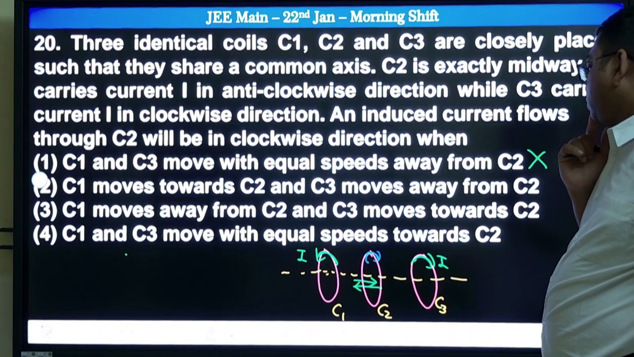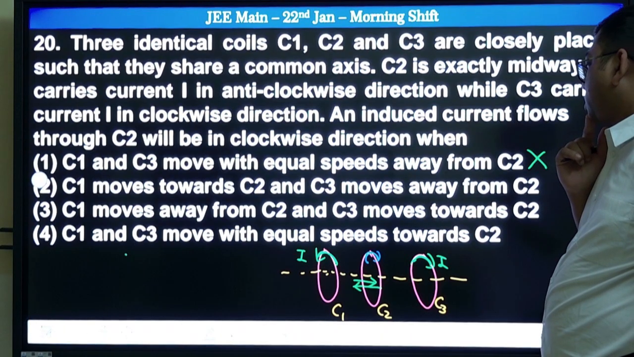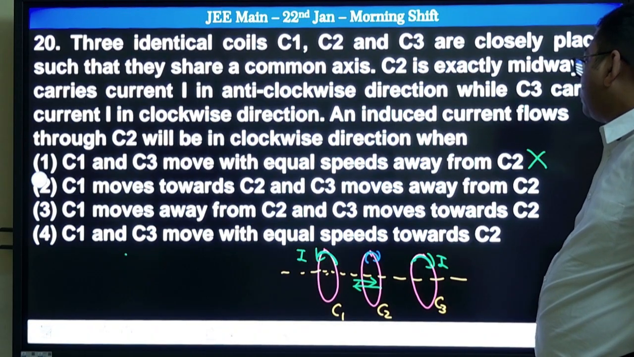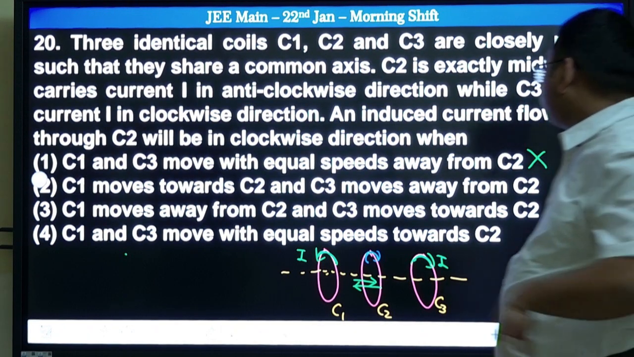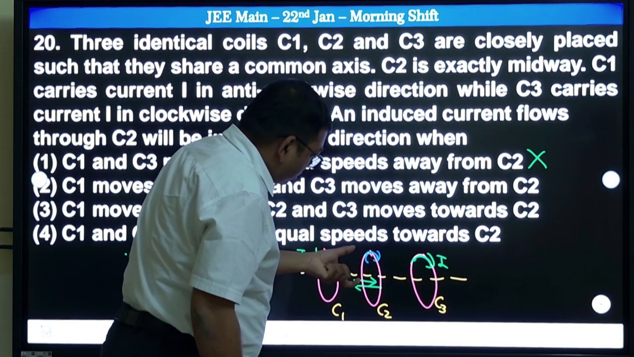C1 moves towards C2 and C3 moves away from C2. Suppose this moves towards and this moves away. So if this moves towards, what will happen?